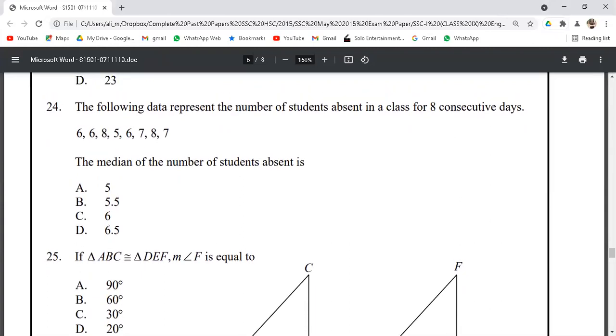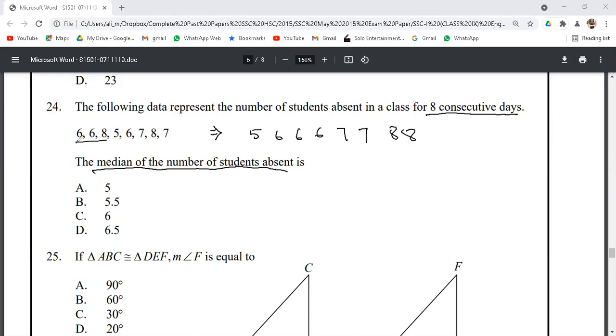So let's see question number 24. The following data represent the number of students absent in the class for 8 consecutive days. We have to find the median of the number of students that are absent. So we know that for median we have to arrange the data into ascending or descending order. तो हम इसे order में arrange कर देते हैं। तो सबसे पहले हमारे पास आ जाएगा 5, उसके बाद we have 3 6s, and then we have 2 7s and 1 and 2 8s.